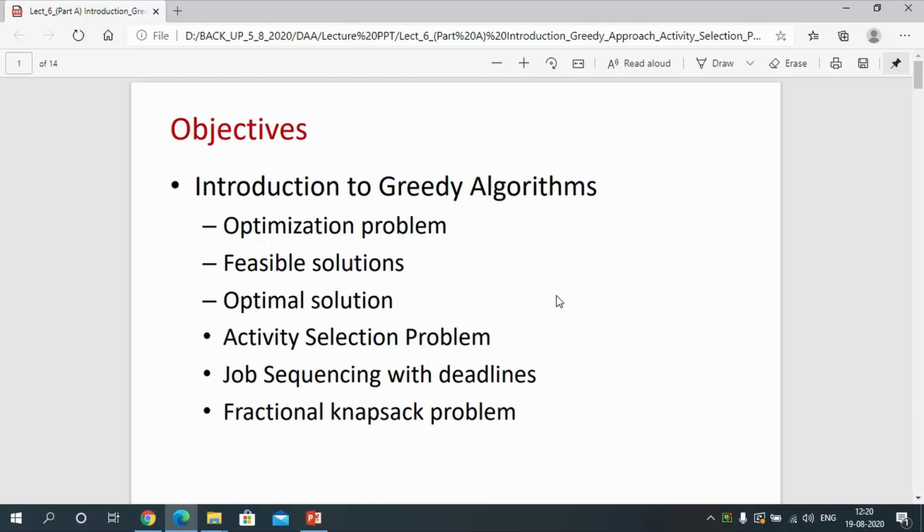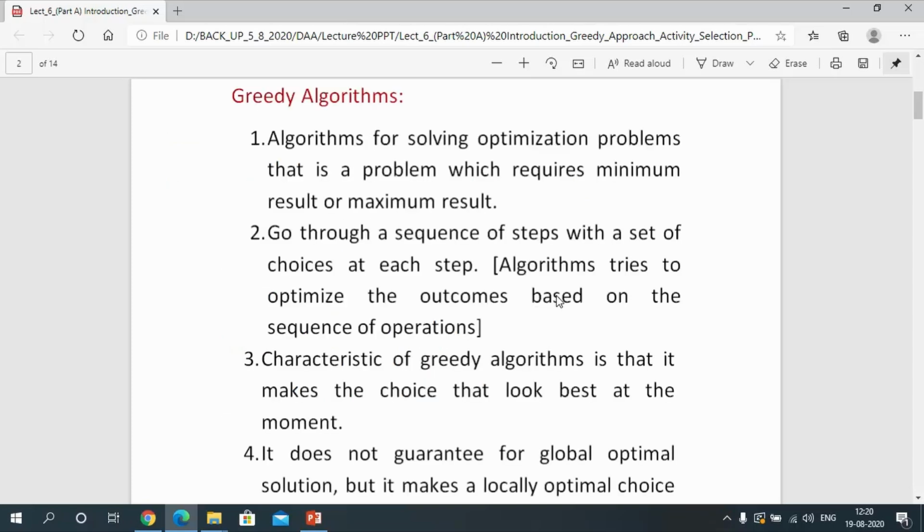This is in continuation of our last lecture about greedy algorithms. Today we will discuss what is the meaning of greedy approach, optimization problem, feasible solutions, optimal solution. So formally, greedy algorithms we can say are for solving the optimization problem. An optimization problem is a problem in which we require minimum or maximum results. The algorithm goes through a sequence of steps with a set of choices at each step. The algorithm tries to optimize the outcomes based on the sequence of operations.